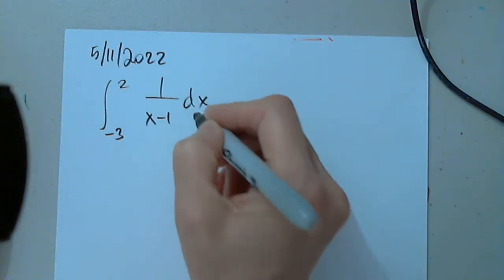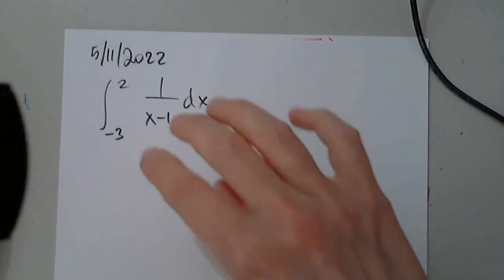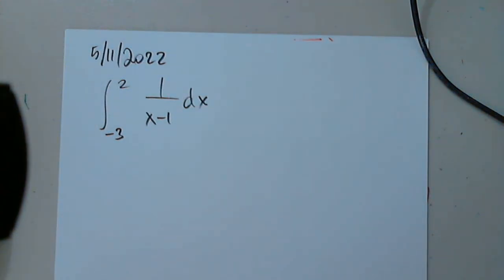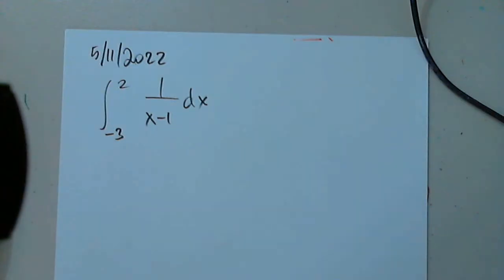1 over x minus 1 dx. Okay, let's talk about this. Does anyone have any suggestions? And let me ask a question before you answer that. What do we do first when we're asked to find a definite integral? What is the first thing before we even take our marker or pencil or pen to write? We inspect. So let's inspect this.